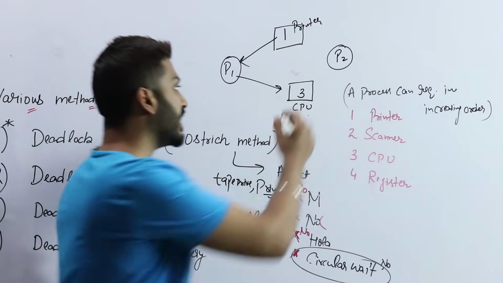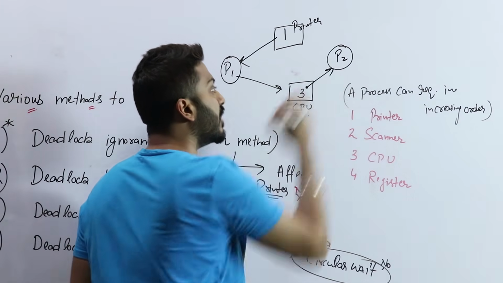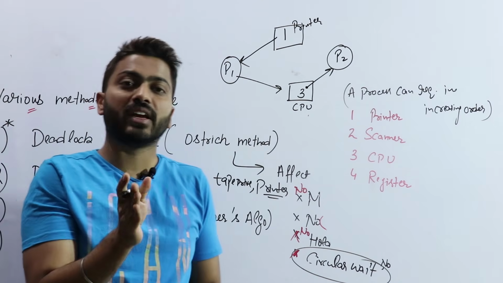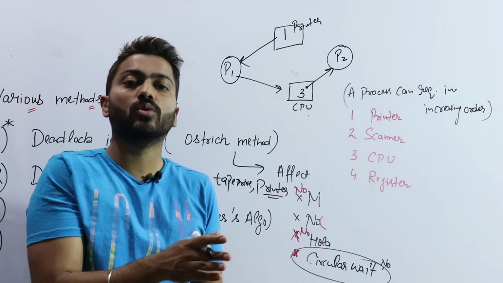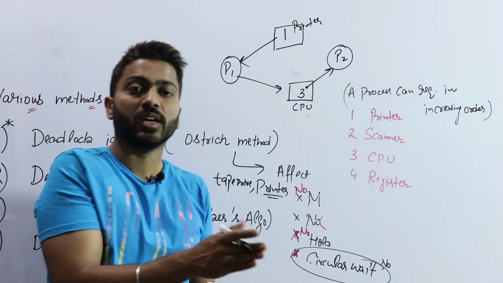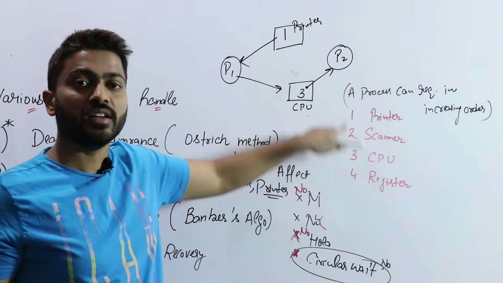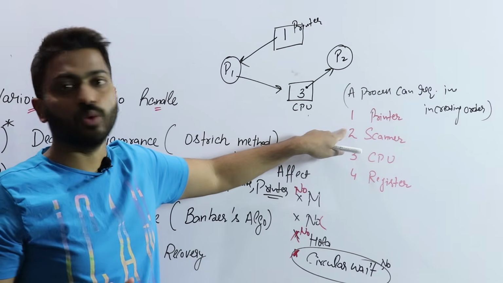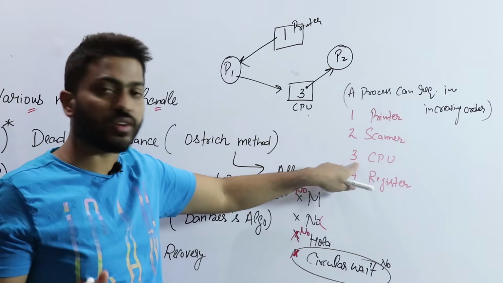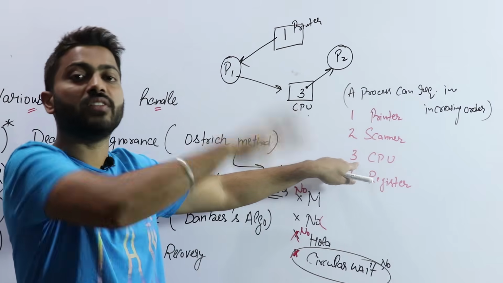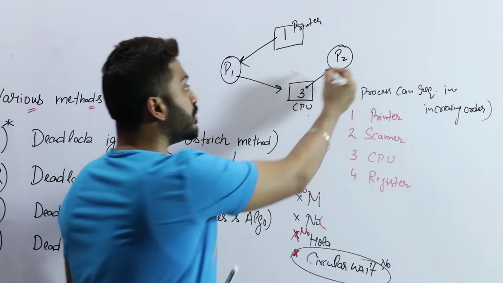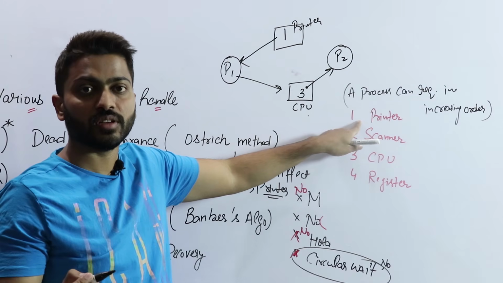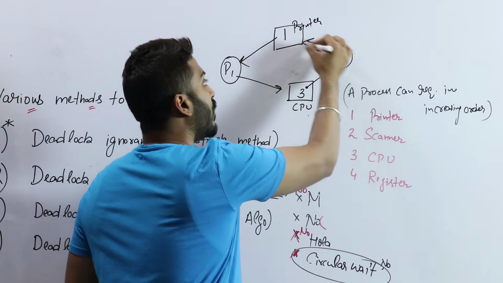no problem, I can give resource number 3 to P2. Now P2 says I need resource number 2 or resource number 1, a number less than what it already has. No, a process cannot request a number less than its previous request. Means if P2 says I need resource number 1, no, it cannot request.